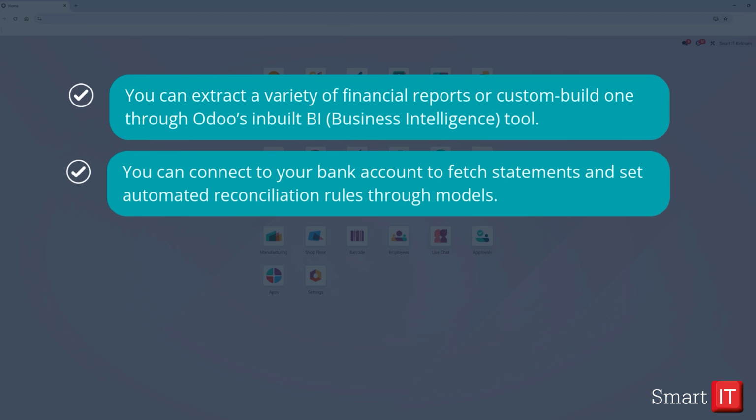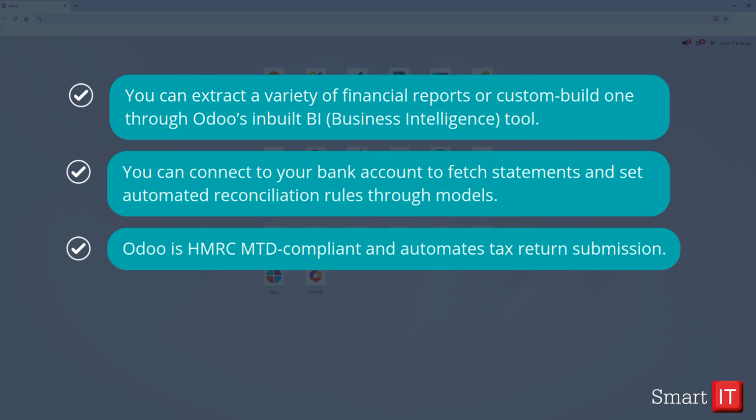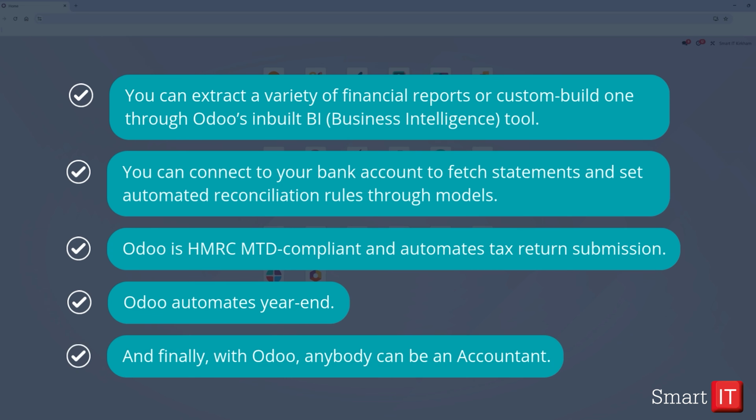You can connect to your bank account to fetch statements and set automated reconciliation rules through models. Odoo is HMRC MTD compliant and automates tax return submission. Odoo automates year-end. And finally, with Odoo, anybody can be an accountant.